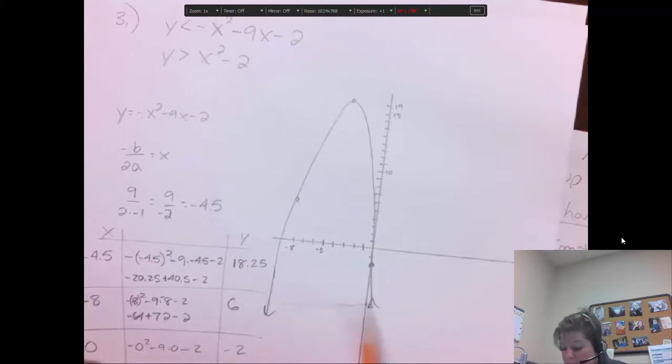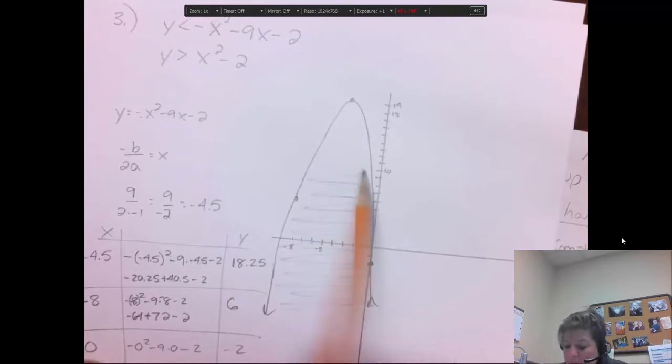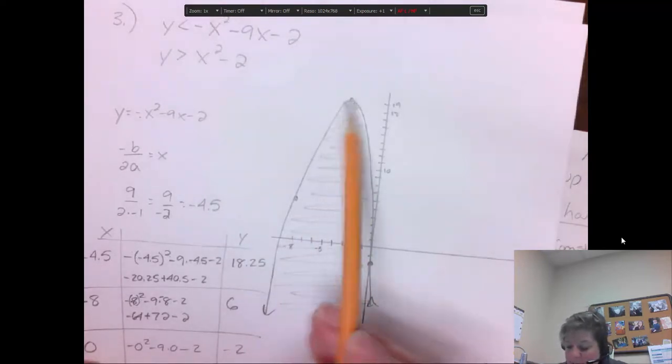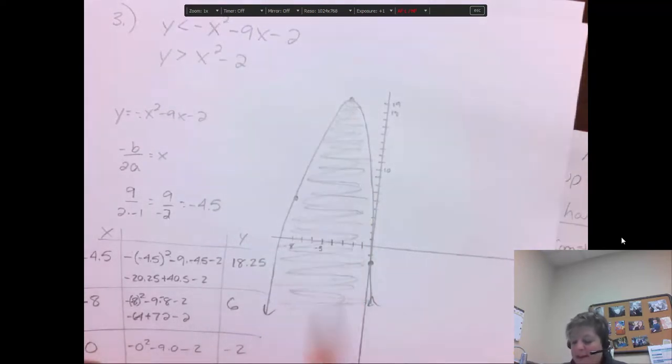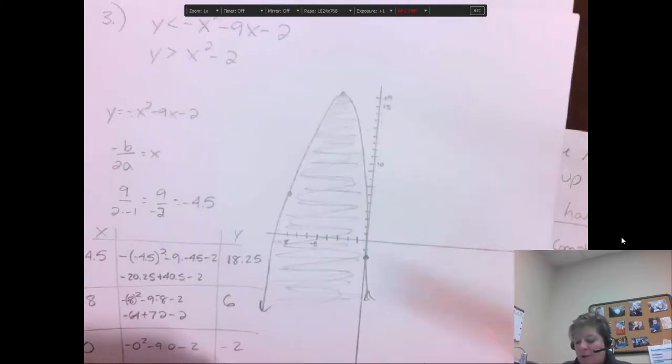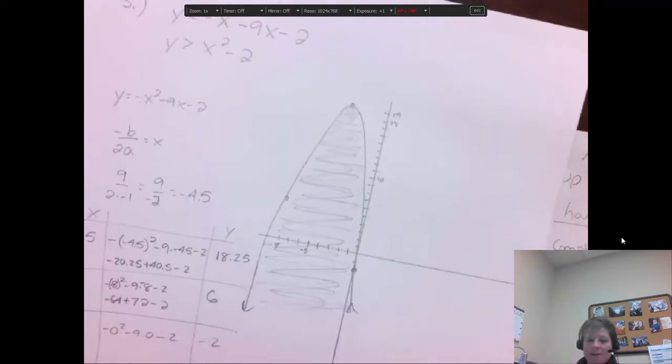So I'm going to color this one gray, but this is less than. So anything less than would be below on the y's from here. So it's going to fill out the middle and then keep going. So that's kind of what it looks like. Now let's graph the other one.